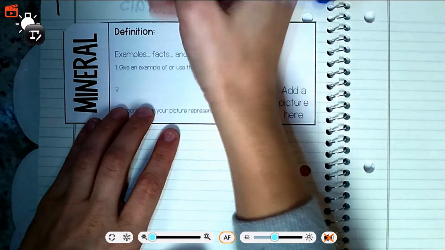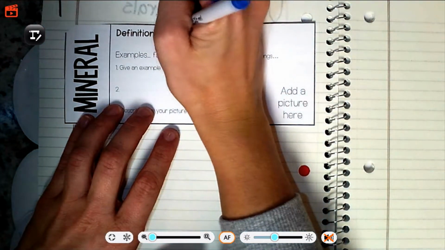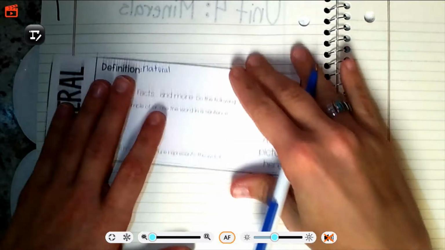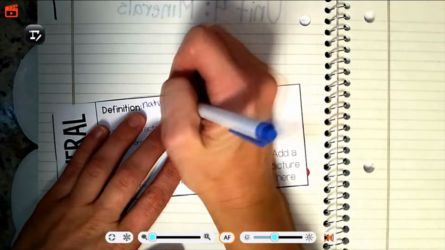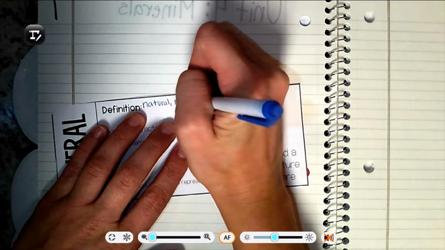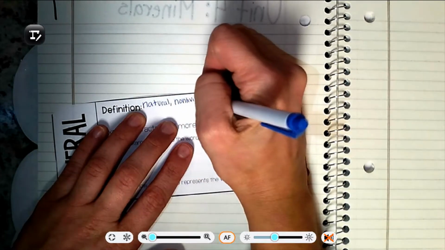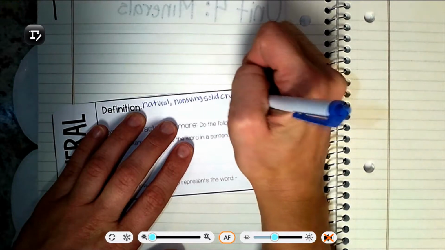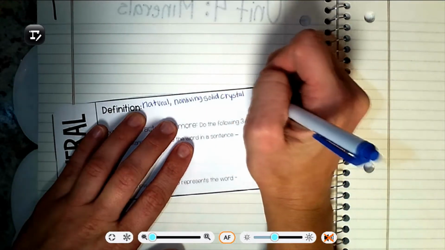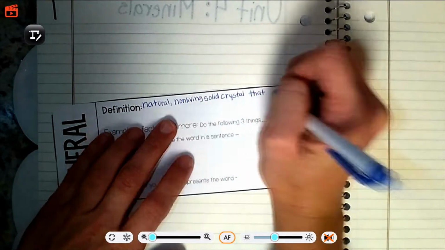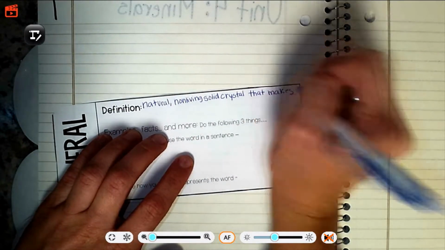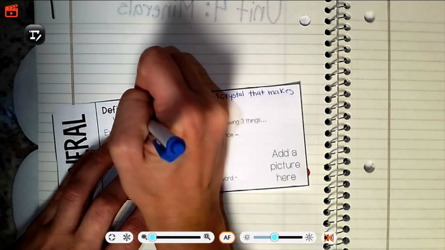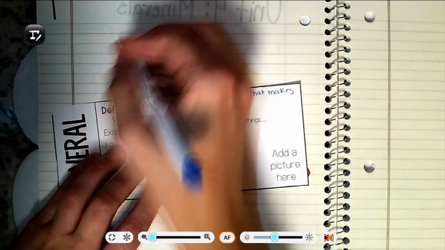Okay, so minerals are natural. I need to move this. Writing on really bumpy stuff. Natural, non-living, solid. We know solid. Remember last unit. Crystal, like Miss Crystal, but not quite. That makes up rocks. Second part that we also need to know.